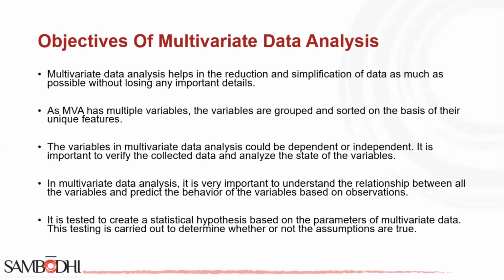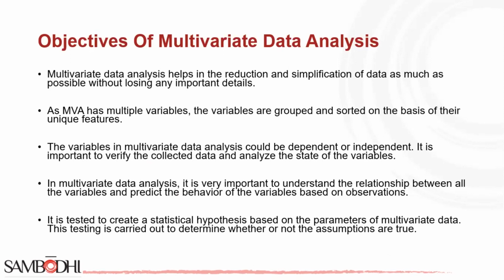The variables in multivariate data analysis could be dependent or independent. It is important to verify the collected data and analyze the state of the variables. In multivariate data analysis, it is very important to understand the relationship between all the variables and predict the behavior of the variables based on observations. It is tested to create a statistical hypothesis based on the parameters of multivariate data. This testing is carried out to determine whether or not the assumptions are true.